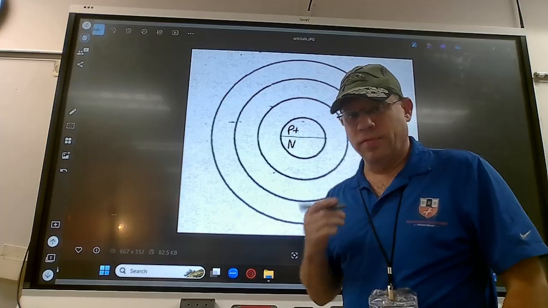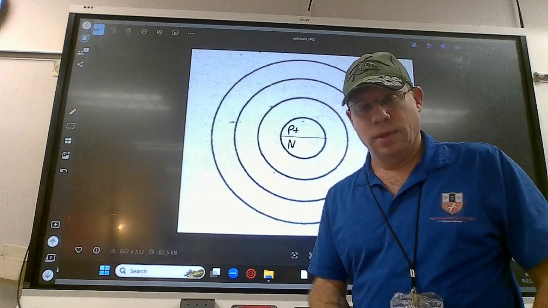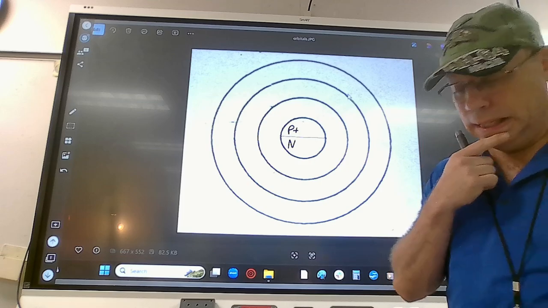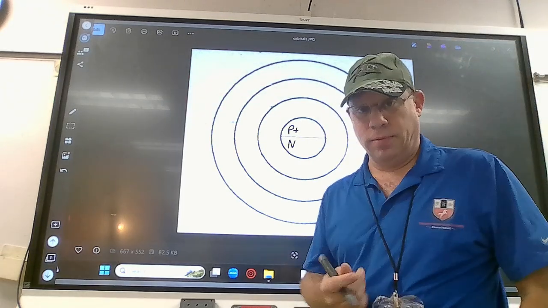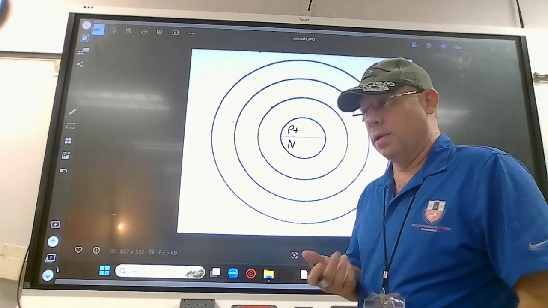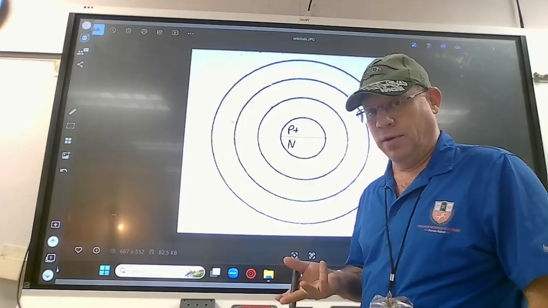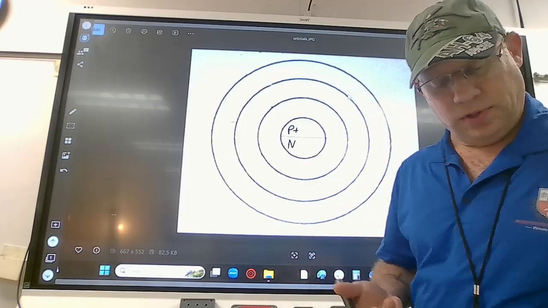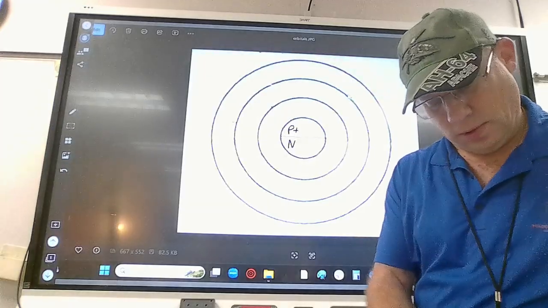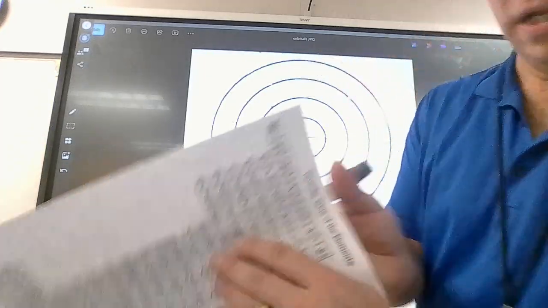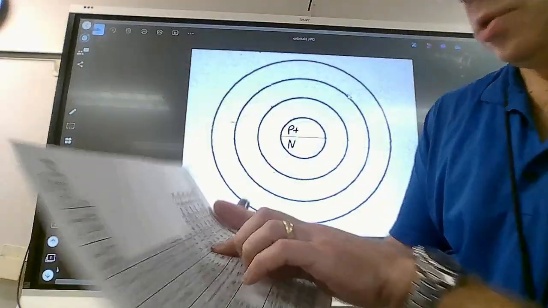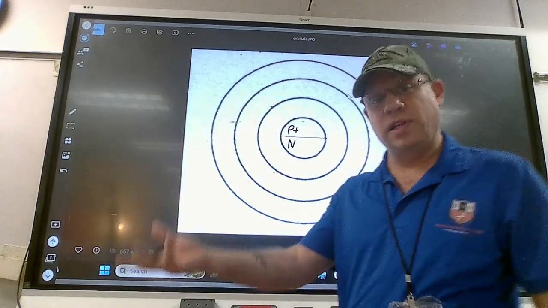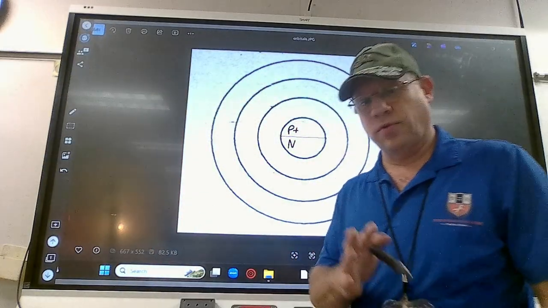We find the number of neutrons by rounding the decimal number on the periodic table. We round it if it's 0.5 or higher. If it's not 0.5 or higher, we leave it the same. For example, germanium. Germanium says it's 72.6, so we round it to 73. All right, that's the first step.